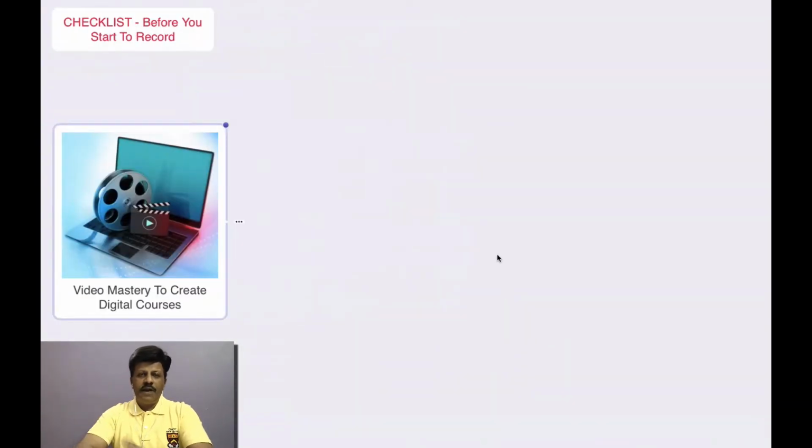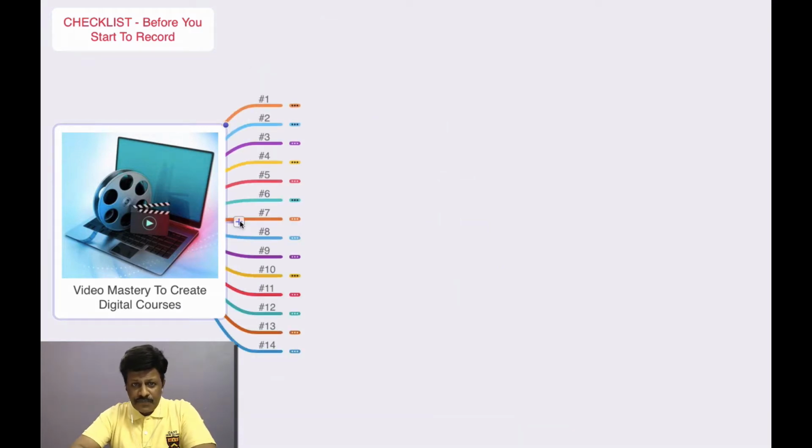Checklist before you start to record. I got 14 points here. Number one, and most important, is plan. If you don't plan, you're going to face unforeseen. You will still face some unforeseen, but you can mitigate a lot of it if you plan very well, if you think it through.